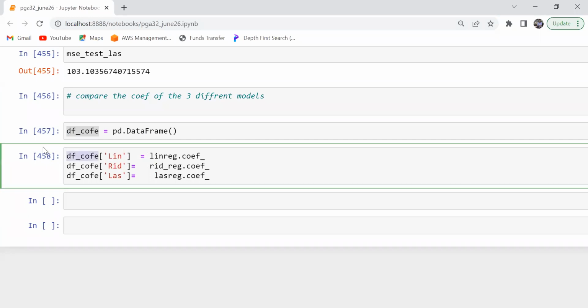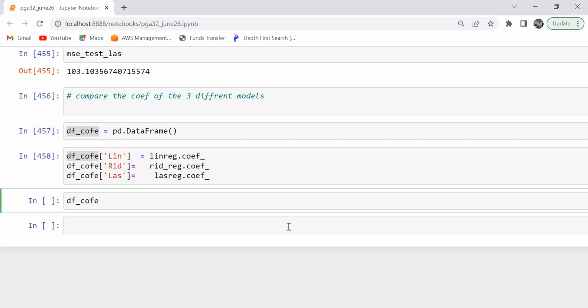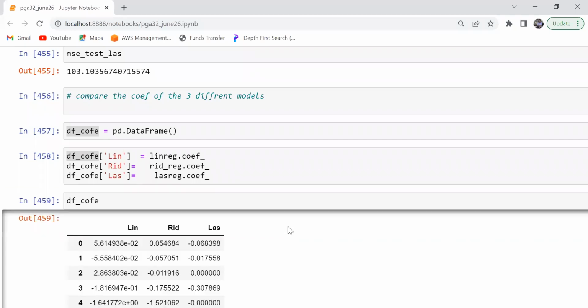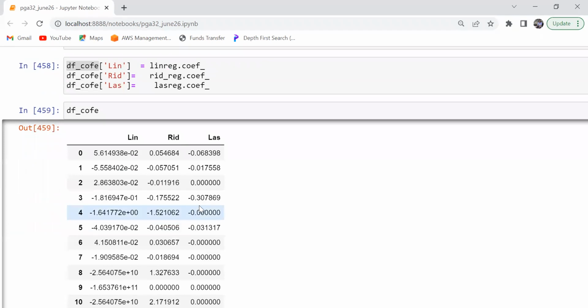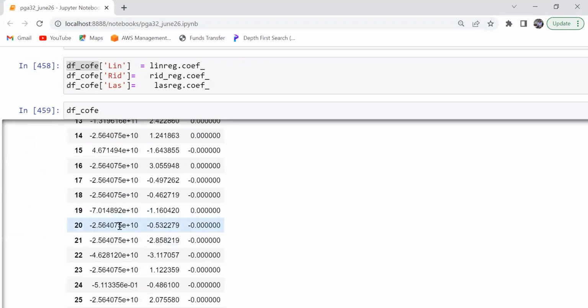Now let's see this data frame. Look at the whole thing. So in linear regression, guys, do you notice, for example, let me take this value. This is a very large value. Ignore the minus sign. Again, I'm saying ignore the minus sign. So this is a very large value. It is in billions. But in ridge and lasso, you see, it has become very small.